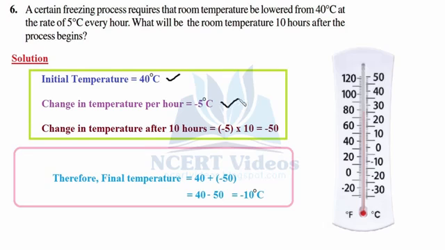Now, change in temperature after 10 hours, because we are asked to find after 10 hours. So we simply multiply 10 with 5. That gives you 50, but in negative direction, because minus 5. The temperature is decreasing, not increasing. If it would have increased, then we would have taken it positive. Therefore, final temperature will be 40 minus 50. You add it, and when you open the bracket, plus minus is minus, and finally negative 50 is greater, therefore you subtract and put a negative sign.